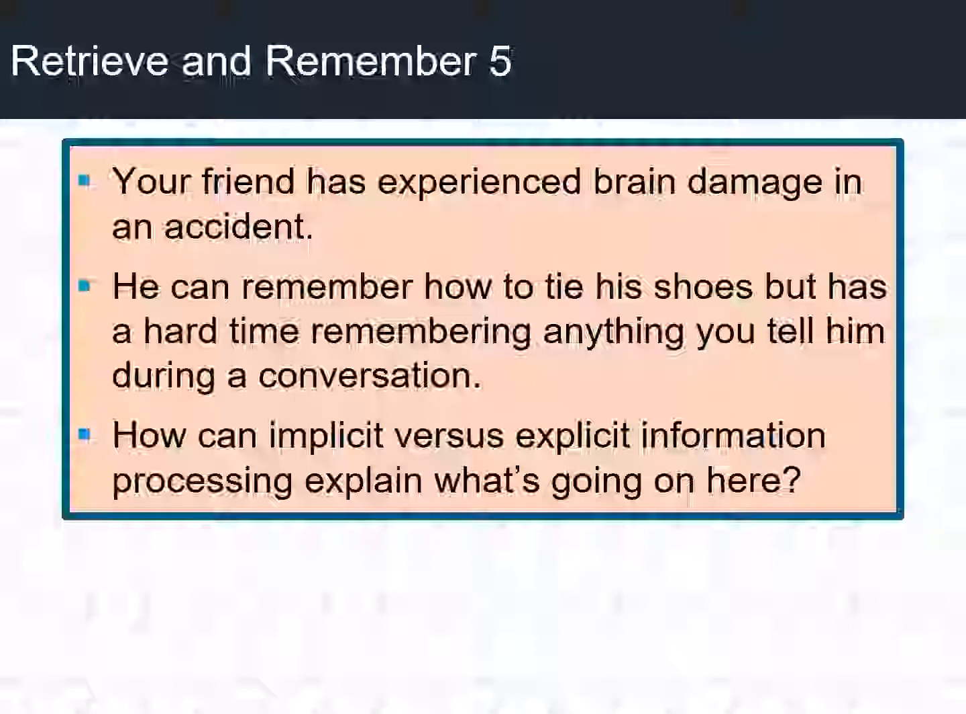Another question: your friend has experienced brain damage in a car accident. Hopefully that's not the case. That's terrible. He can remember how to tie his shoes, but has a hard time remembering anything you tell him during a conversation. How can implicit versus explicit information processing explain what is going on here?